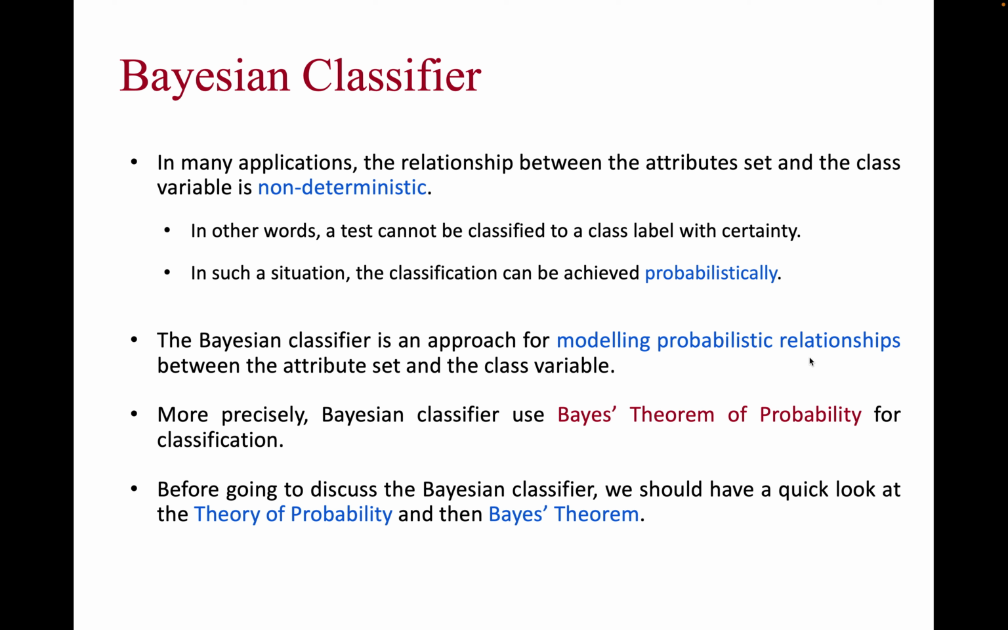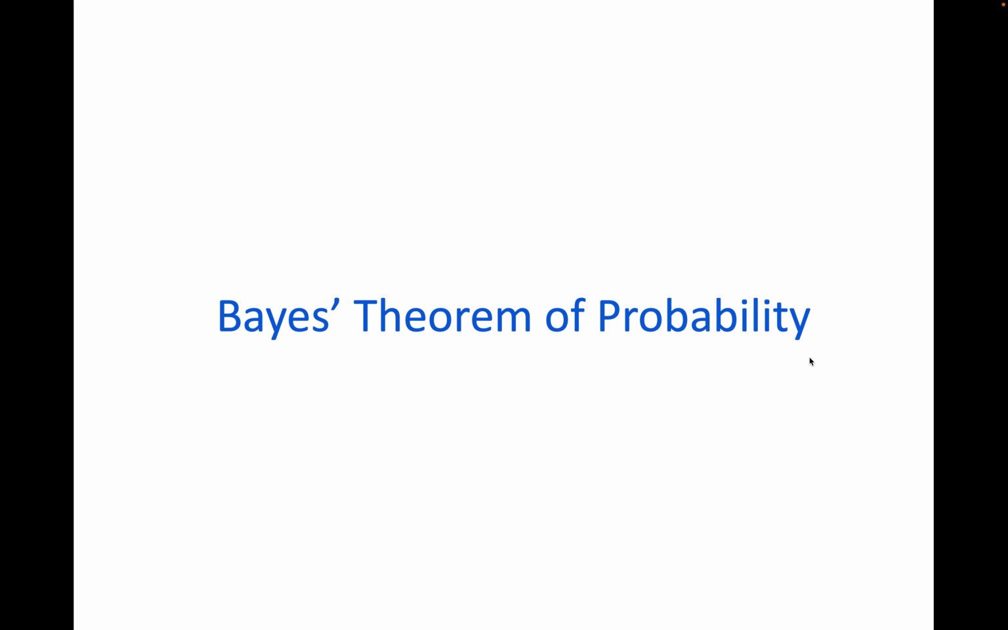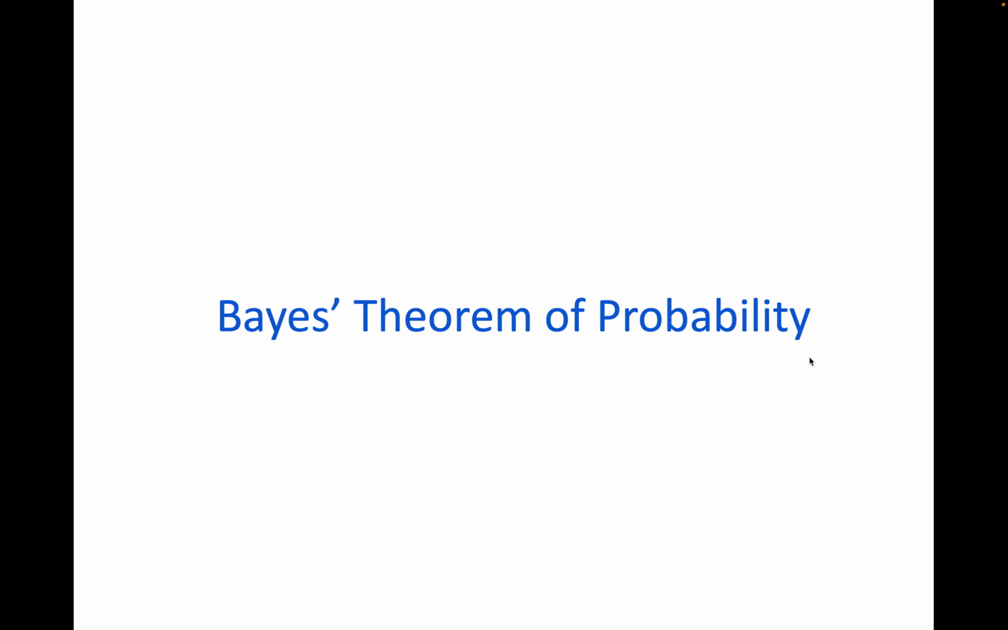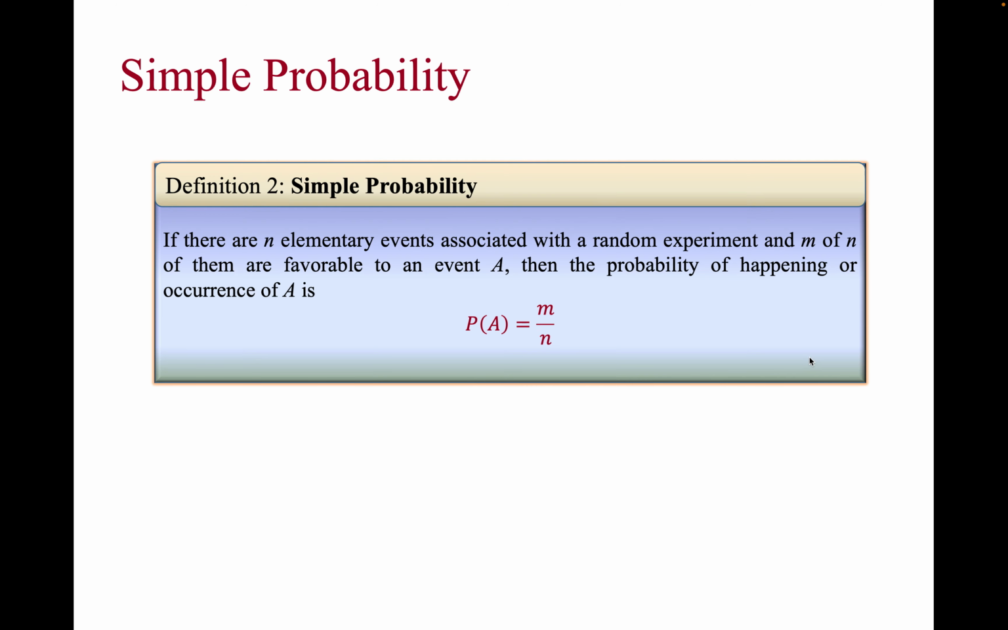The Bayesian classifier is an approach for modeling probabilistic relations between the attribute sets and the class variables. More precisely, the Bayesian classifier uses Bayes theorem of probability for classification. Before discussing the Bayesian classifier, we should have a quick look at the theory of probability and the Bayes theorem. Bayes theorem of probability.